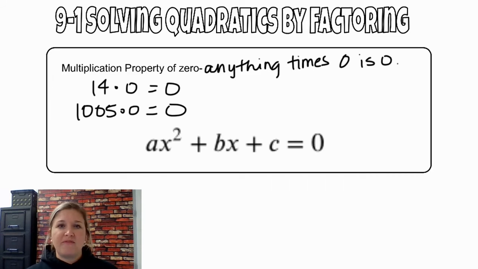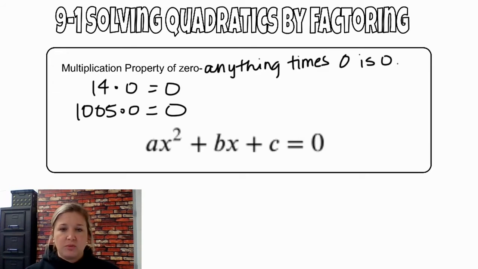Remember when we factored in Unit 7, it looked like we had a binomial times a binomial, and we just left it at that. Now we're going to use that. We're going to say two things multiplied to each other are equal to 0. So one of those things has to be 0. That's the whole point of the multiplication property of 0.